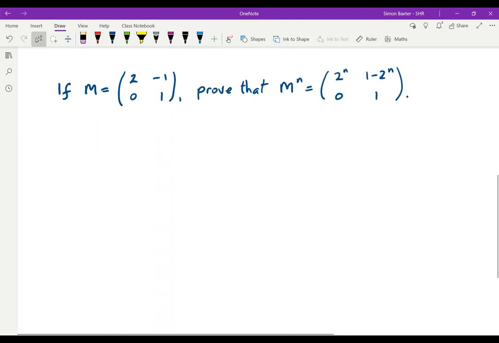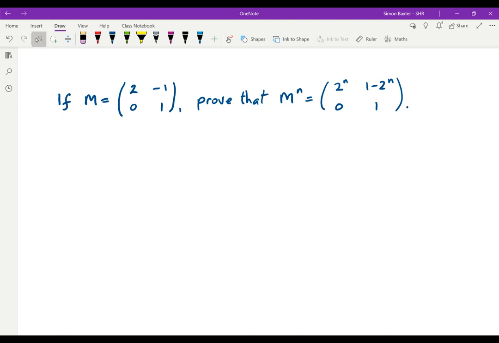So let's take a nice simple example. We have a matrix M, 2 minus 1, 0, 1, and we have to prove that M to the power n is 2 to the n, 1 minus 2 to the n, 0, 1, and I really should have said for all positive integers n. That means that we start at n equals 1.